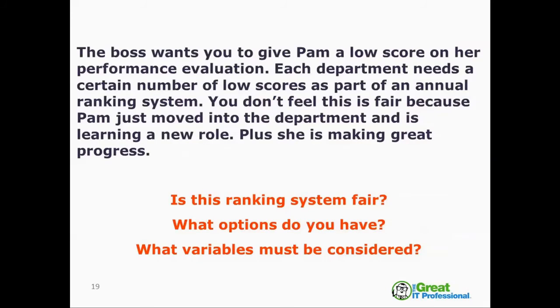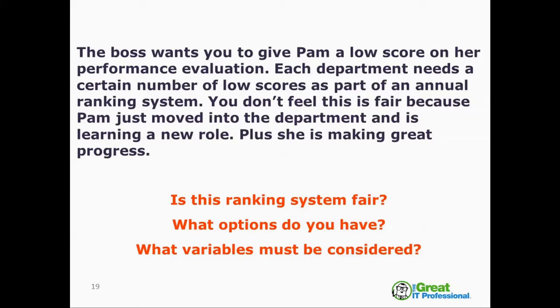A more realistic example, and we're going to see a number of these examples throughout this session. The boss wants you to give Pam a low score on her performance evaluation because each department has a certain number of low scores as part of an annual ranking system. So they have to have a certain number of low scores. Now, you don't feel this is fair because Pam just moved into the department and she's learning a new role. Plus, she's making great progress with it. So the last thing you want to do is to discourage her by giving her a low ranking in that. And this is a realistic situation that happens in a lot of organizations.